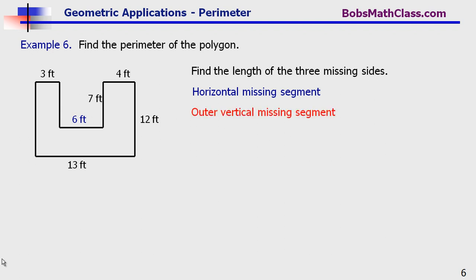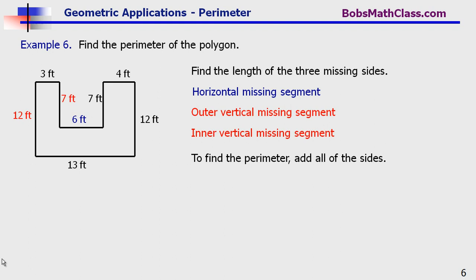Now what about that outer vertical missing segment? Well, we have the outer vertical segment on the right, so the outer one on the left also has to be 12 feet. One more is that inner vertical missing segment. And that also has to be 7, because the other vertical segment across from it, just like it, is also 7. Now we can find our perimeter. You should get 64.